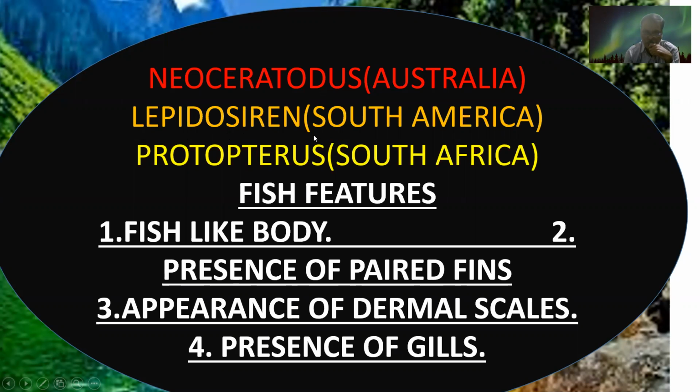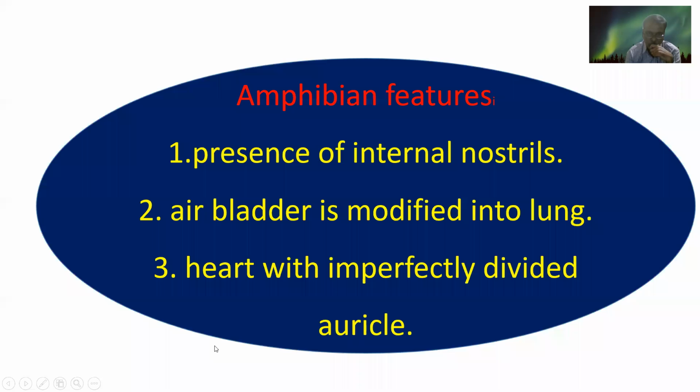Lepidosiren. It is present in the Amazon River in South America. Protopterus, it is called the Nile fish, present in South Africa. What are the important fish features of the Dipnoi fishes? They have a fish-like body, presence of paired fins, the appearance of dermal scales, presence of gills.